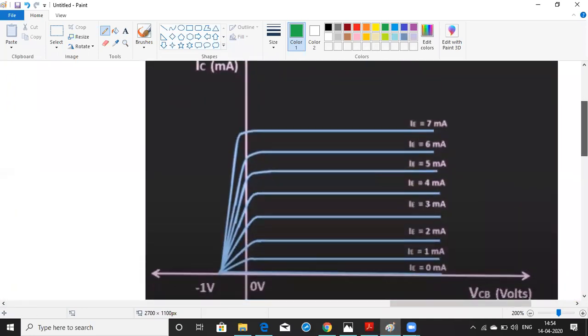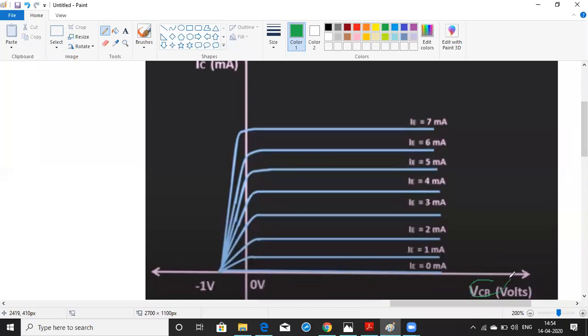Okay, these are the output characteristics, which are drawn between VCB and IC. VCB is the output voltage, IC is the output current. In this one we have three regions, so we can discuss these three regions.